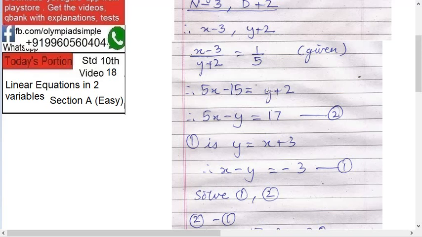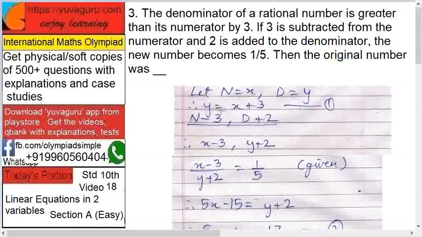15 on this side and y on the left side. So 5x minus y equals 17. This is equation number 2. But what is 1? y equals x plus 3, given earlier, the denominator is greater than that of the numerator by 3.